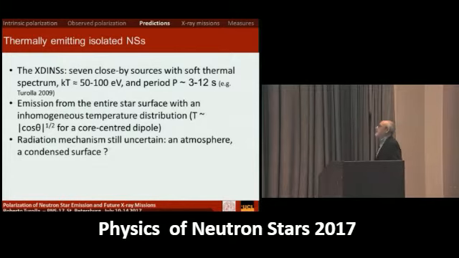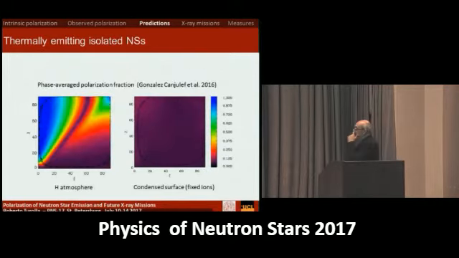As I said, it could be an atmosphere, it could be a condensed surface, perhaps with a very thin hydrogen atmosphere on top. Just to show you what comes out, I report here the results for the phase-averaged polarization fraction, according to calculations recently presented by Denis Gonzalez Caniulef and our group. This is the polarization fraction observed at infinity in the case in which the neutron star has a fully ionized, magnetized hydrogen atmosphere. Please ignore this line here. I will discuss this later.